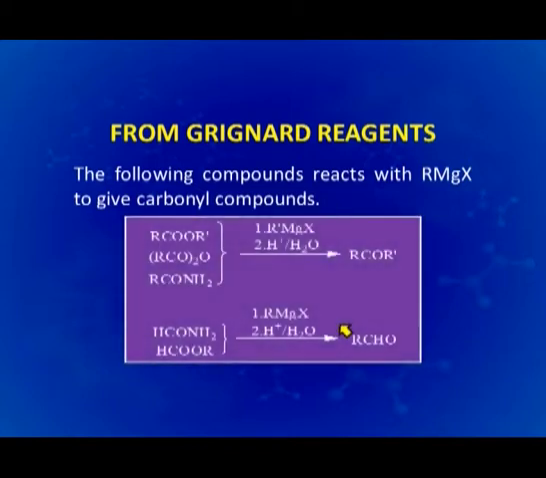And the remaining acid derivatives are also there, esters, anhydrides and amides, which also react with the Grignard reagent followed by the protonation, giving rise to ketones. And formamide and formic ester also interact with the Grignard reagent to give the aldehyde.